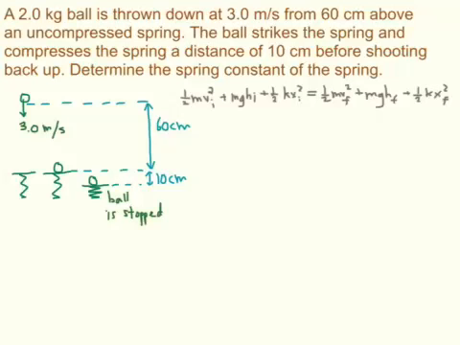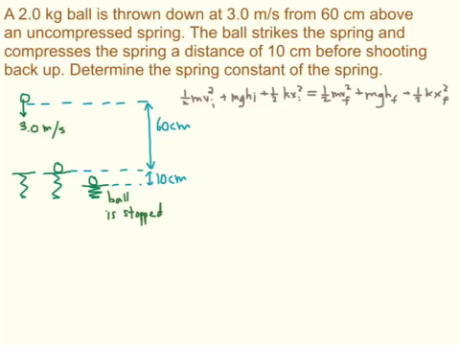Here's another example. A 2 kilogram ball is thrown down at 3 meters per second from 60 centimeters above an uncompressed spring. The ball strikes the spring and compresses the spring a distance of 10 centimeters before shooting back up. Determine the spring constant of the spring.